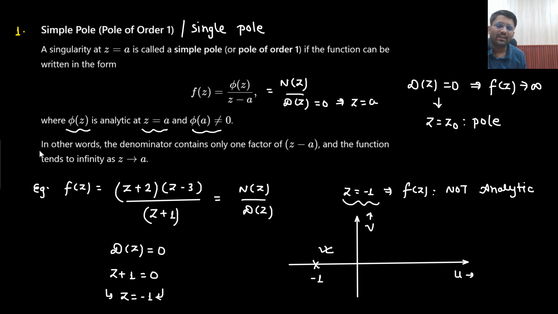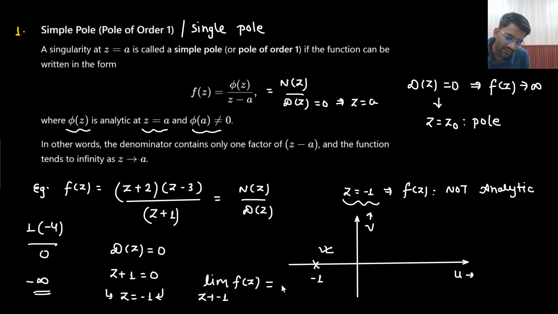Next, what is written? In other words, the denominator contains only one factor of z minus a, and the function tends to infinity as z tends to a. Like here, if you put z tending to minus 1 in this expression, on the upper side you will get plus 1, and here you will get minus 4 divided by 0. So minus 4 divided by 0 would be minus infinity. Simply, limit z tending to minus 1 of f of z comes out to be minus infinity only.